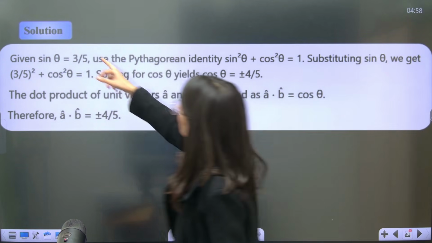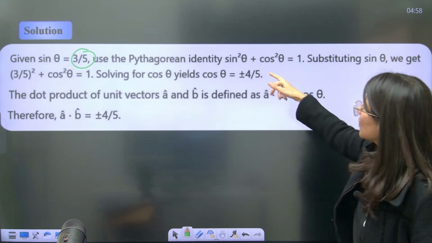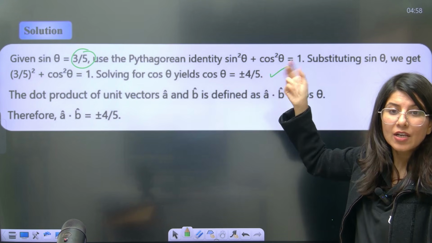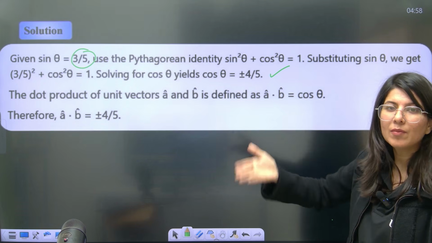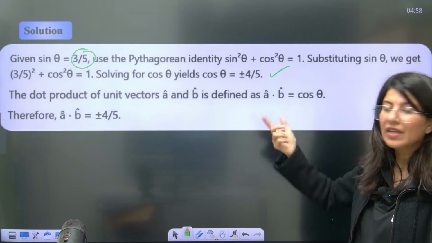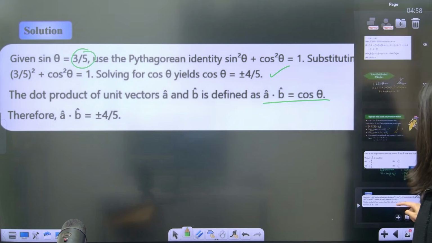Sine theta is 3 by 5. So by using sine square plus cos square is equal to 1, cos theta will be plus minus 4 by 5. Now A dot B will be what? A B cos theta. A and B are both unit vectors, so the magnitude will be 1. So A dot B will be just cos theta, which is plus minus 4 by 5, which will be your answer.